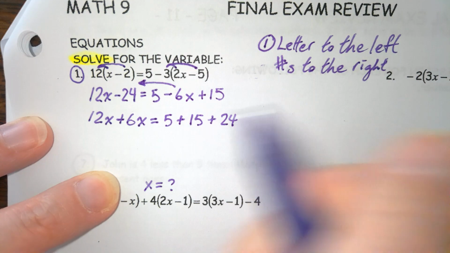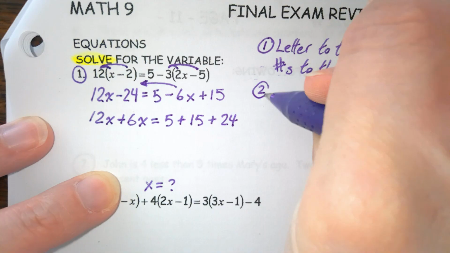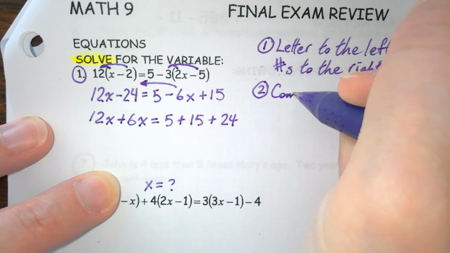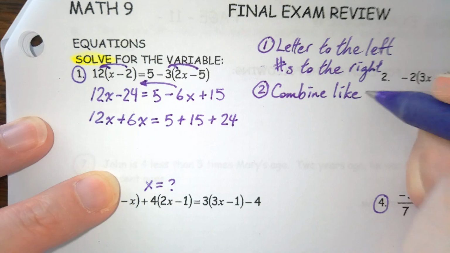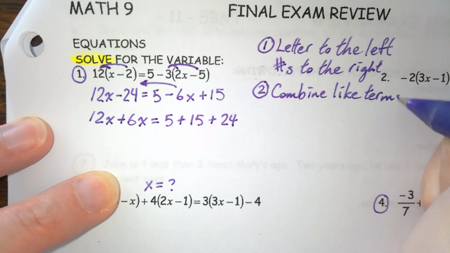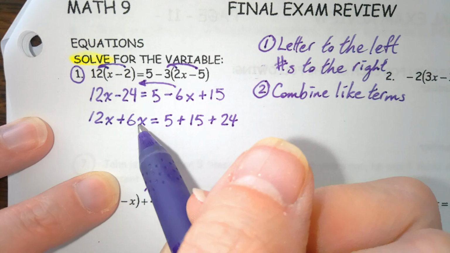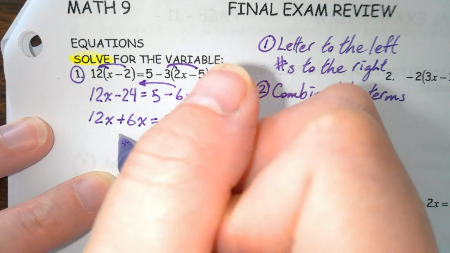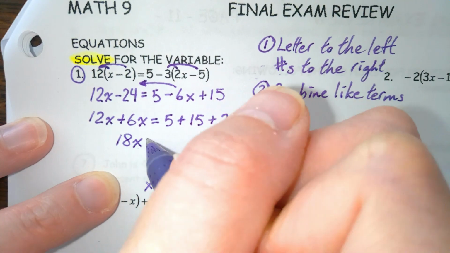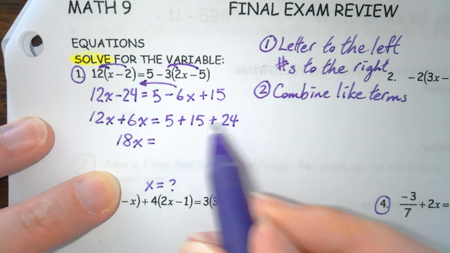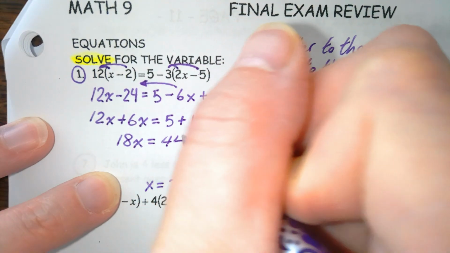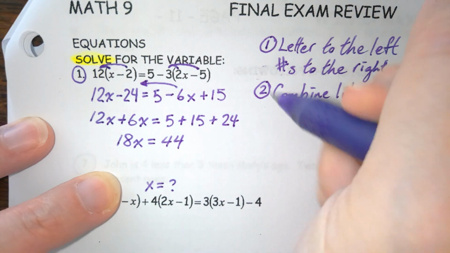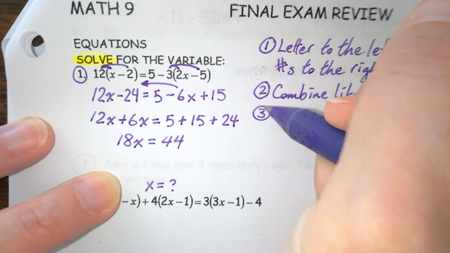So now second step is collect like terms. Combine like terms. So 12x and 6x, I can put them together. I get 18x. 5 plus 15 plus 24: 44. Third step, divide.